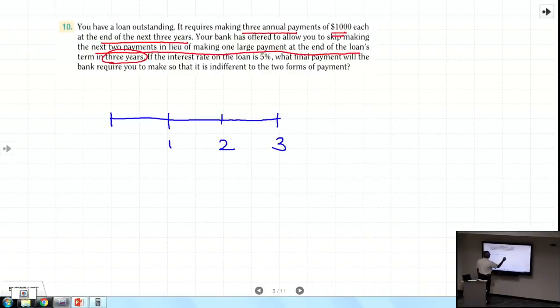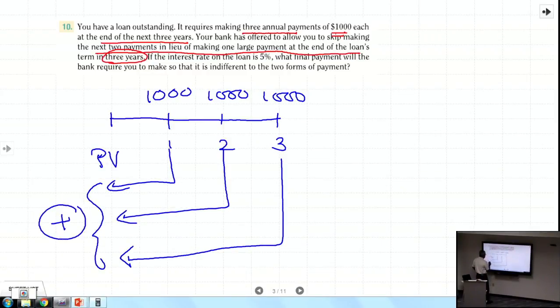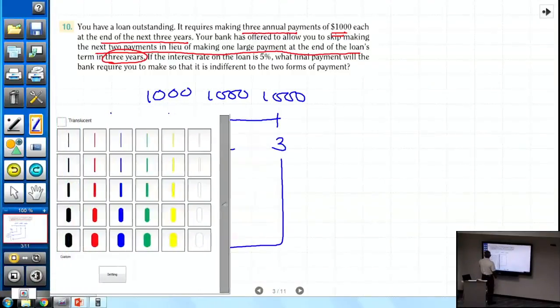One, 2, 3. Each has a payment of $1,000. So if I were to pay this as a regular payment of $1,000 each of the next 3 years, I can ask the question, what will be my present value of this payment? So take the present value of each of the 3 cash flows, add them up, and find out what the present value is. Kind of like what we did in the previous 2 problems. With one small but interesting change over here.